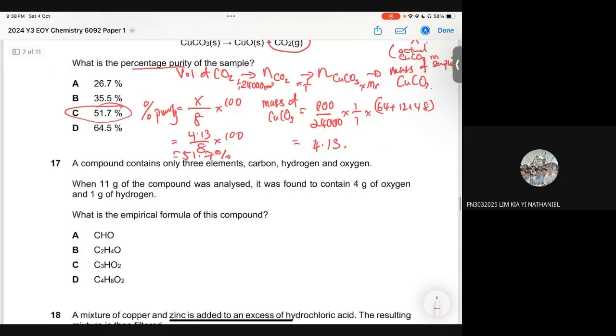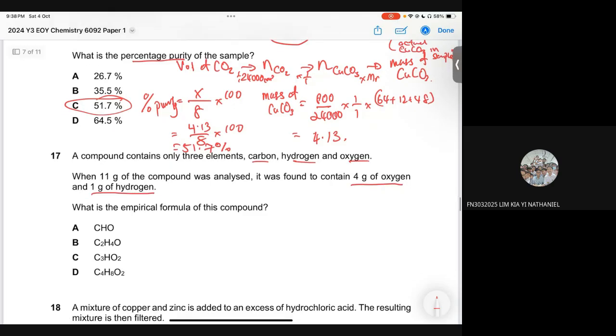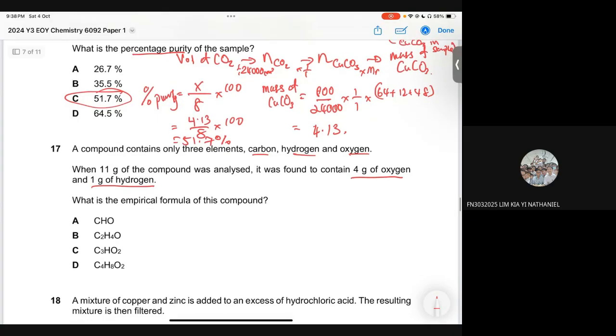Okay. Next one. A compound only contains 3 elements, carbon, hydrogen, and oxygen. When 11 grams of the compound was analyzed, it's found to contain 4 grams of oxygen, 1 gram of hydrogen. What's the empirical formula? So empirical formula, this one here, you know lah, is really just do the table. So mass-wise, I got carbon, oxygen, hydrogen. Oxygen 4 grams, hydrogen 1 gram. Carbon will be the remaining of the 11, so that will be 6.